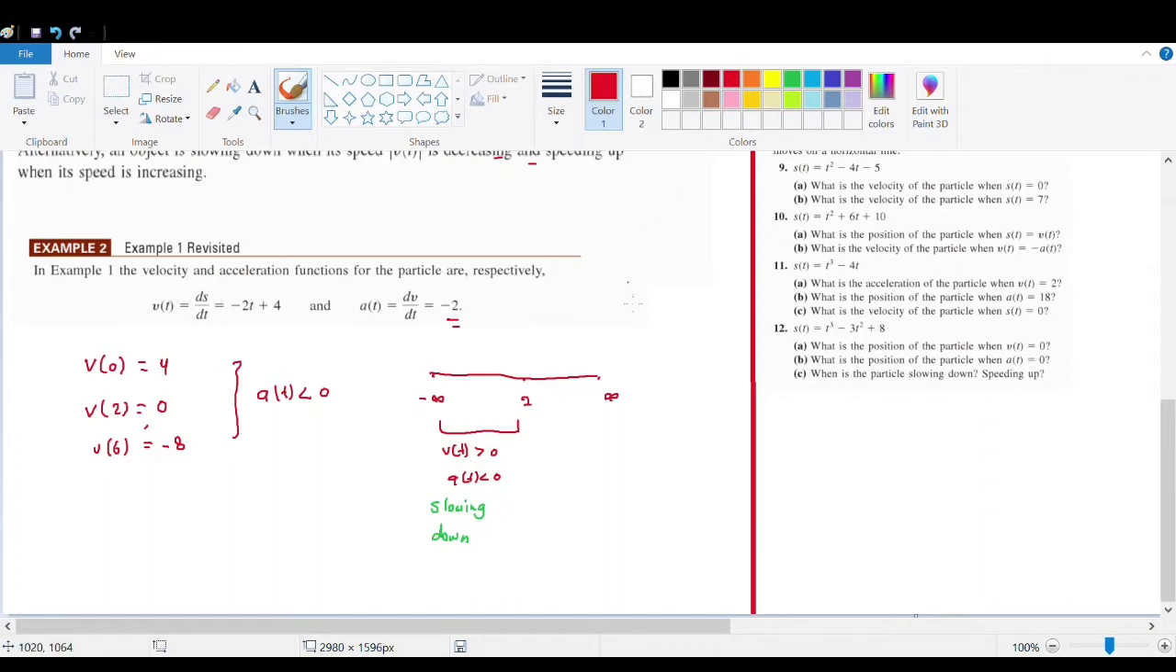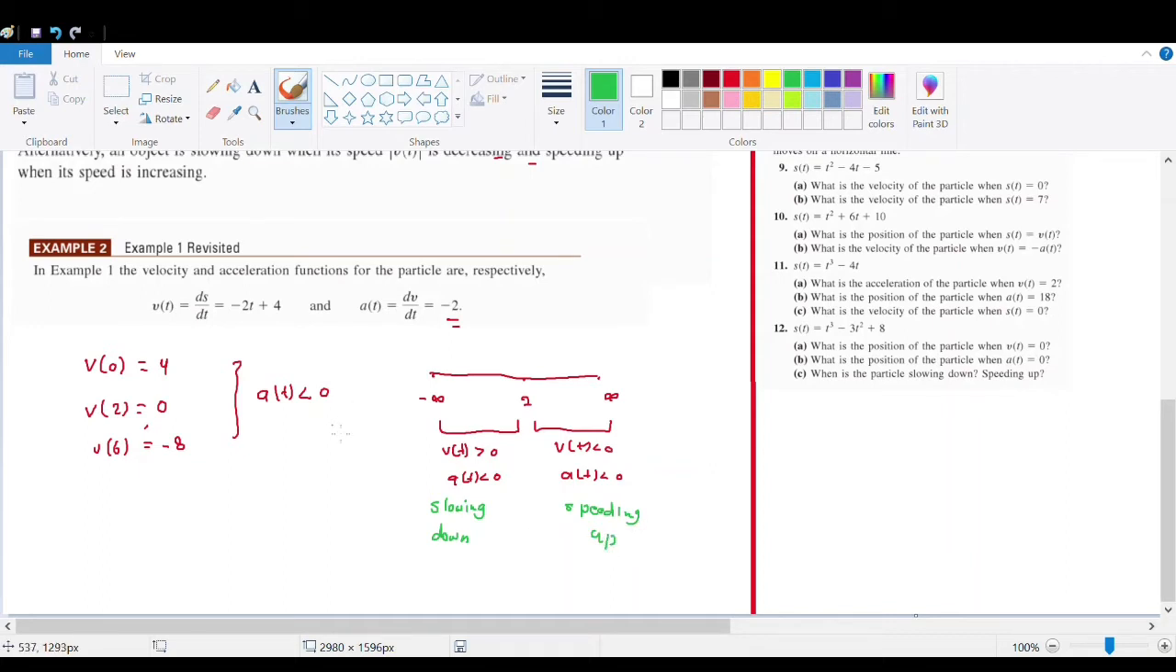But for the interval from 2 to infinity, the velocity is negative, less than 0, and the acceleration is always negative. Since both of them are negative, we conclude that the object is speeding up. So here we have speeding up.